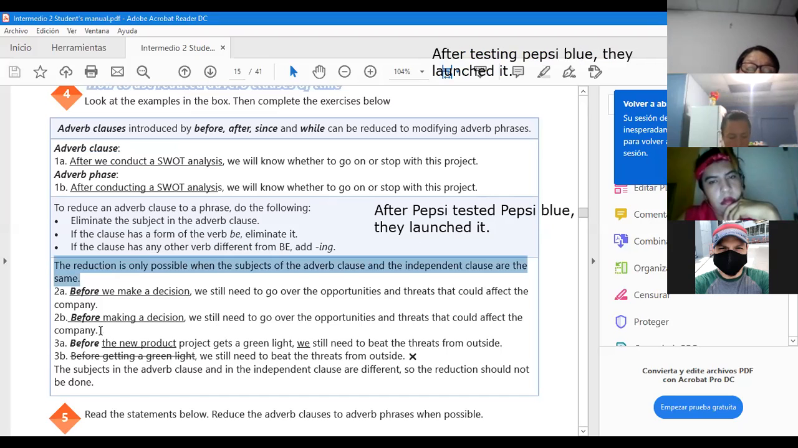So, is Pepsi the subject of these two clauses? Is Pepsi the subject of these two clauses? Yes. Yeah, it looks like it, right? So we can use it because it's the same, all right? It's the same. But if we talk about something different, we can't reduce it.